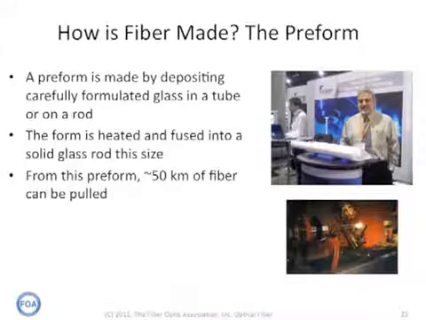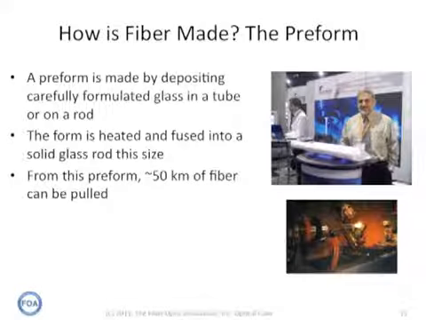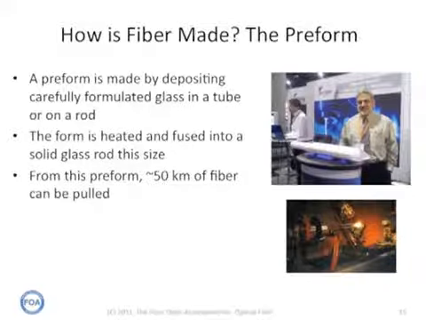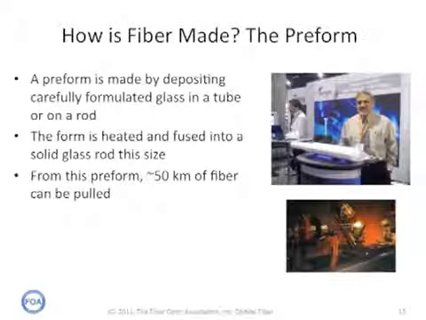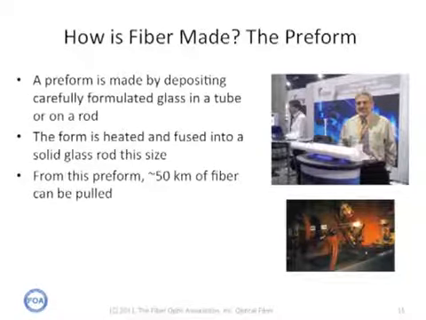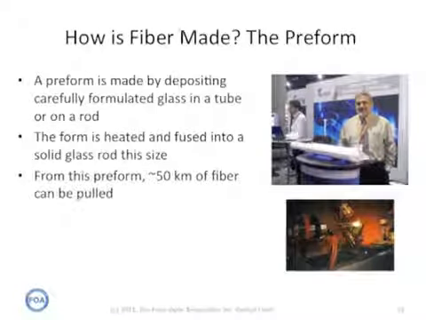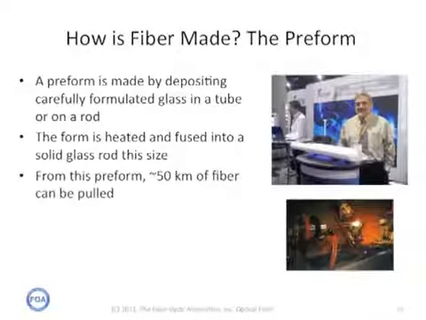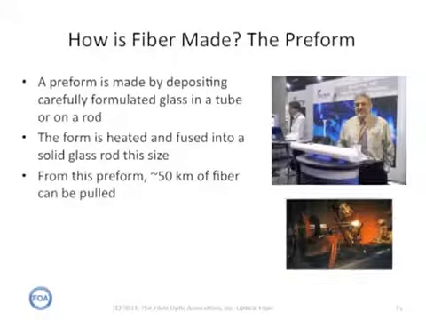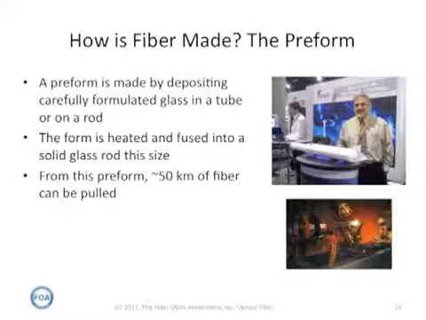One of the things people often want to know is how fiber is made. Well, it's made from a preform. You take a glass tube or a rod, you deposit material around it and heat that up to shrink it into a solid glass rod, the size of the one you see in the top picture. From a preform like this, you can pull as much as 50 kilometers of optical fiber.